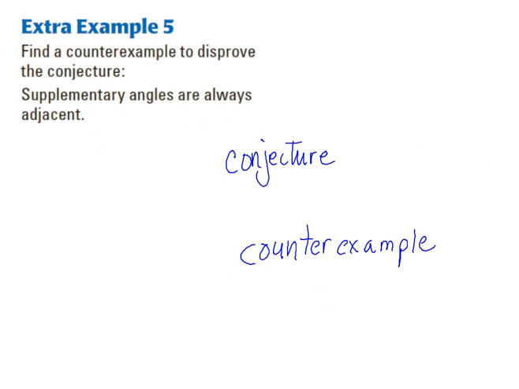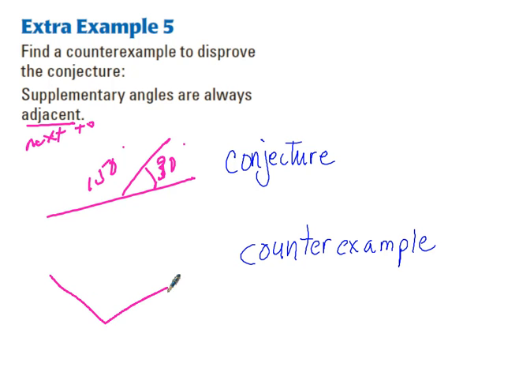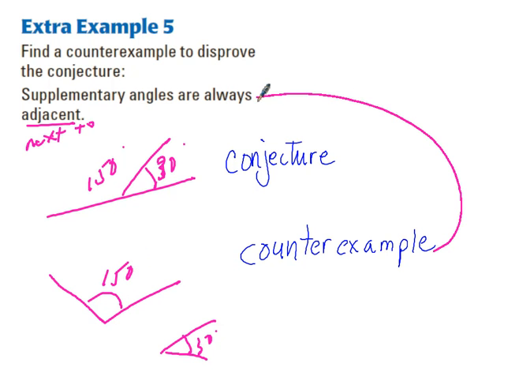And here, a conjecture about supplementary angles. There's supplementary angles, 30 degrees. Angles are always adjacent. Adjacent means next to. Well, those are next to each other, so that looks good. That's a conjecture. Oh, but supplementary angles don't have to be connected, do they? So, a counterexample proves this statement false. This conjecture up here. So we're going to get rid of it.